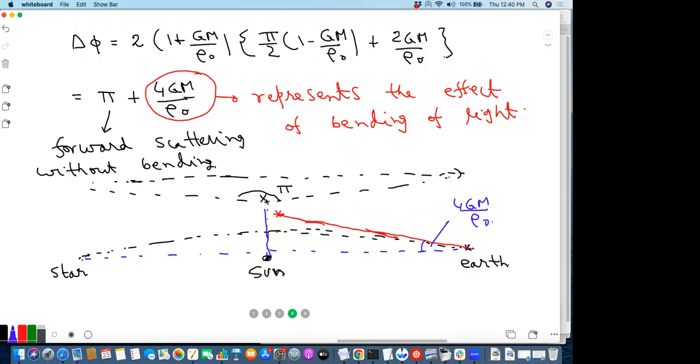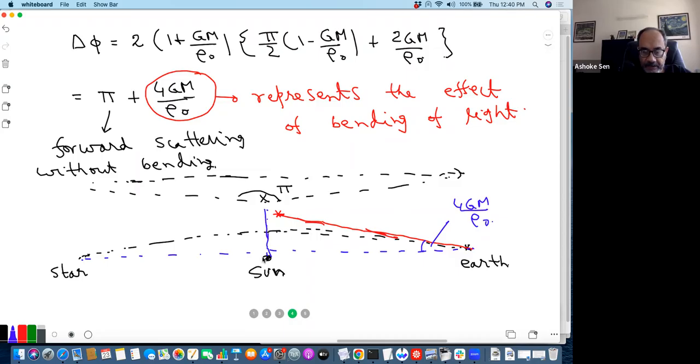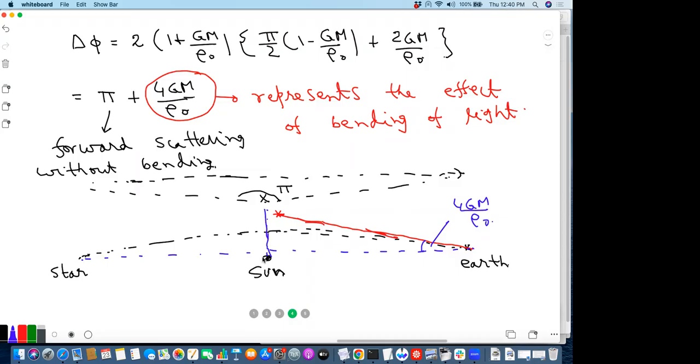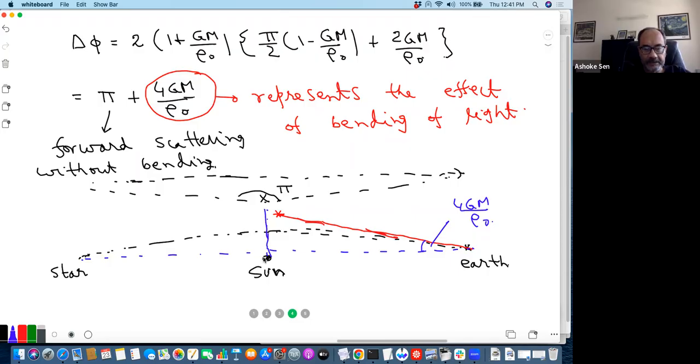I see. So it's like saying that the star is directly behind the sun, on the line of sight. Yeah, exactly. If the star was not directly behind the sun, then the amount of bending will be very small. So for all practical purposes, you can think of the star as being just directly behind the sun.